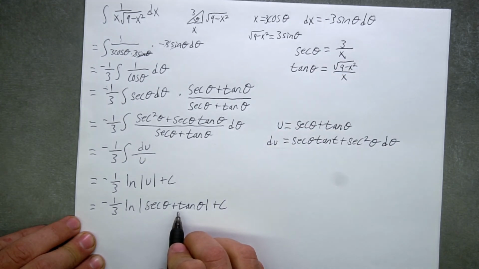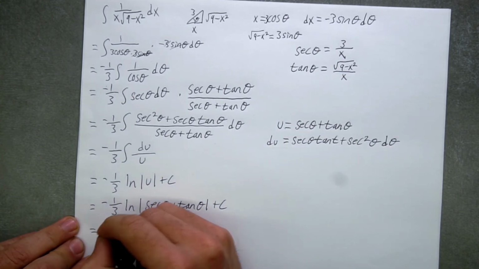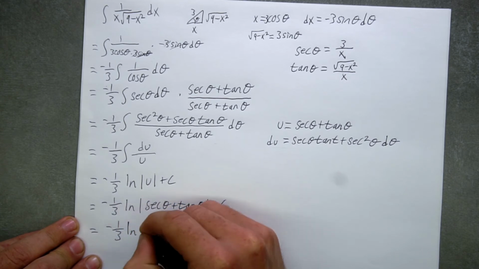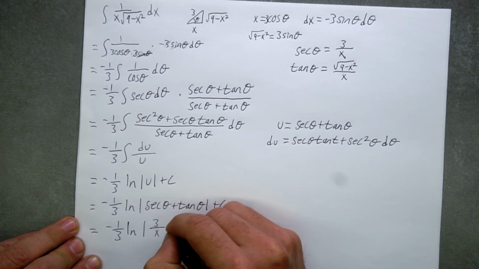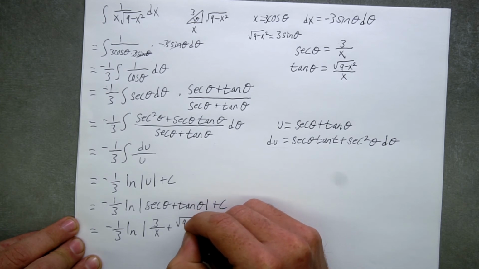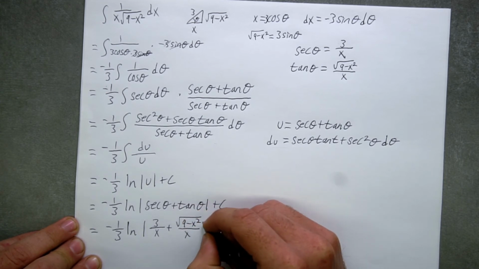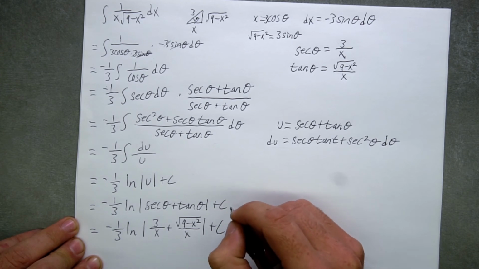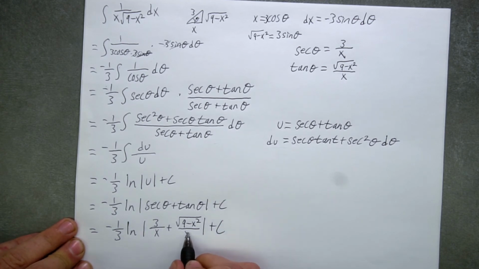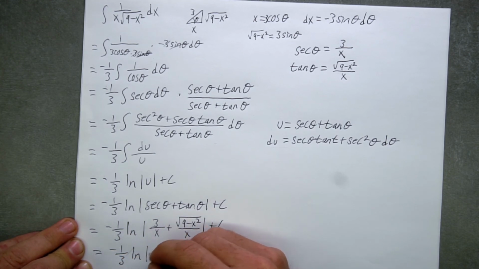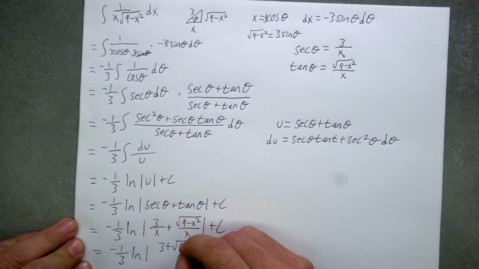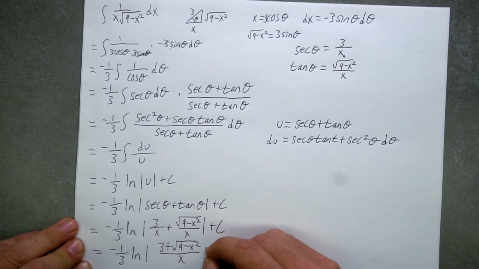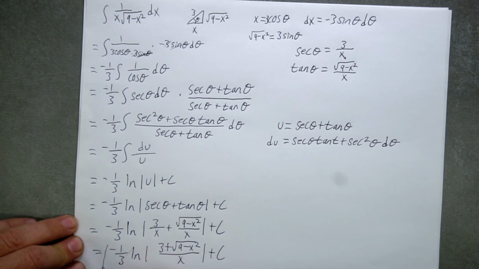Substituting these values into our solution, we get negative 1/3 ln of 3 over x plus the square root of 9 minus x squared over x plus c. Combining these two together with their common denominator gives us negative 1/3 ln of 3 plus square root of 9 minus x squared over x plus c. And we have our final solution.